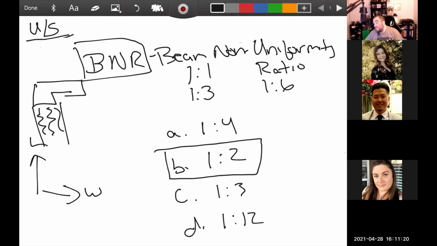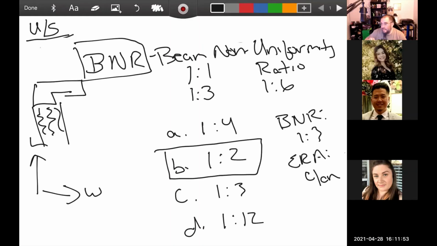So with beam non-uniformity ratio, the lower the ratio, the better. Where do you find the beam non-uniformity ratio? If you need to look it up, where do you find it? It's not on the tag, is it? It's on the tag. Okay. That's going to be your goal. So if you look at the tags in the school, it will say BNR 1 to 3, ERA 4 centimeters. And it does have some other gobbledygook on there that's not as important for you guys. That's more important for the guy testing the machines. But that's kind of where you're at.